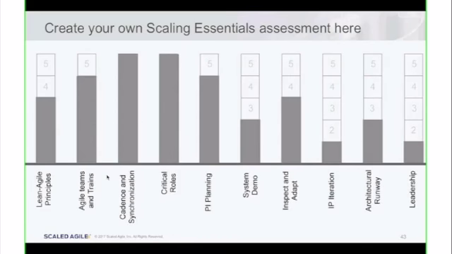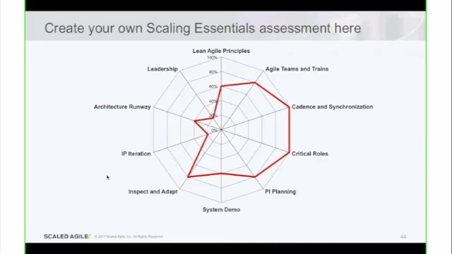And so what some people like to do is take this and create an at-a-glance view. This to me is at a glance, but there are different ways of showing it too. This is another one, a radar chart, which is very easy to do in Excel. At a glance, we can see that we're doing pretty good in those areas where the red line is on the edges. So we've got our critical roles, we've got our cadence and synchronization. We do a pretty good job of PI planning, but look at where we are with our IP iteration.